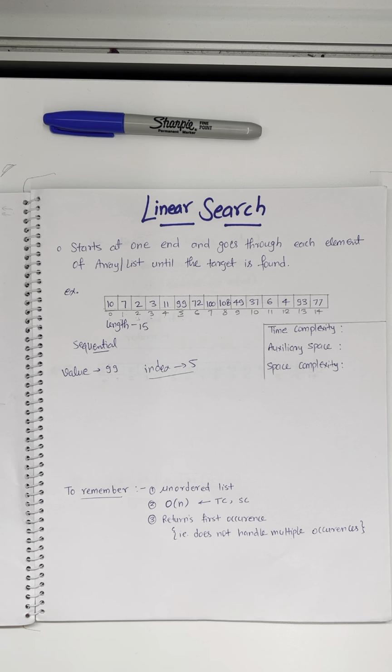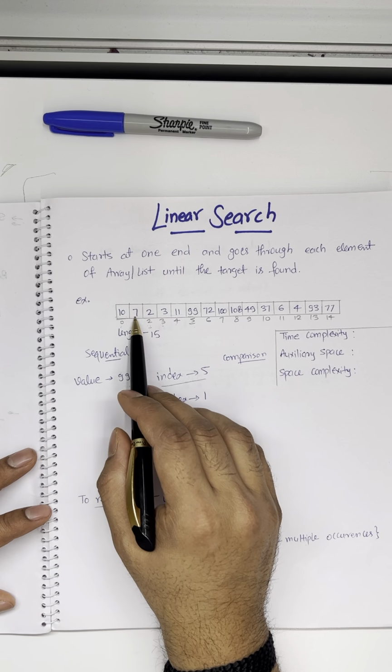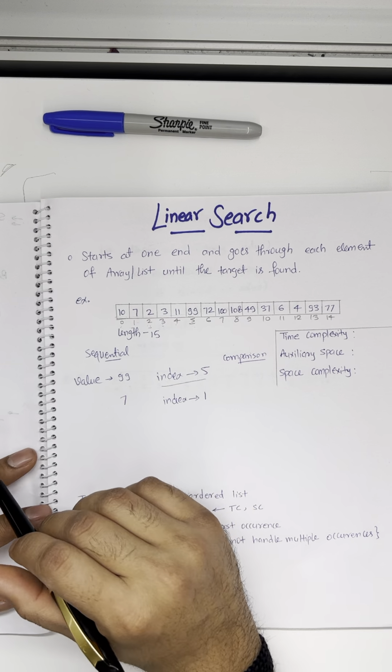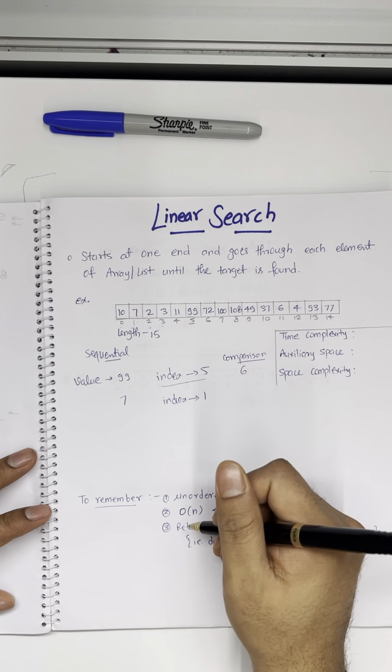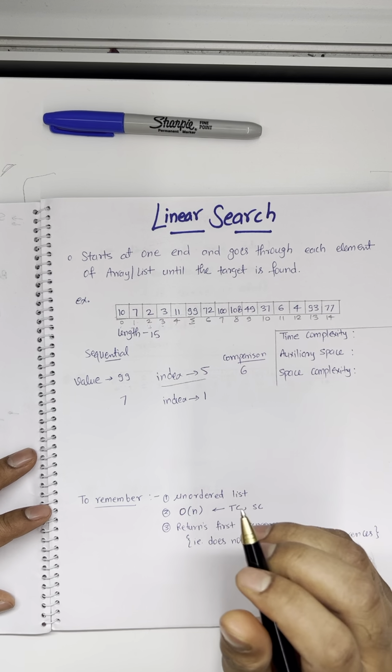What we need to count here is the number of comparisons that we are doing. So let's say in this case index 5, how many comparisons did we do? We did 6 comparisons. We compared with 10, 7, 2, 3, 11 and then 99. So in 6 comparisons we found the target value. In case of 7, we did 2 comparisons.